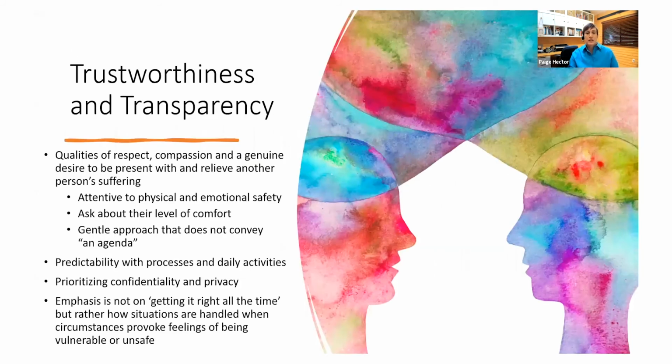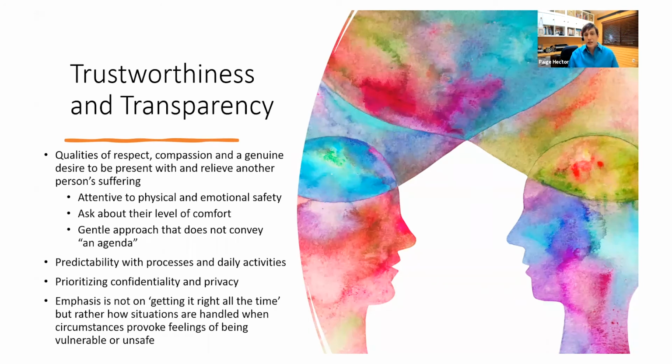So trustworthiness and transparency, this is the second principle of trauma-informed care. It includes qualities of respect and compassion and a desire to be present with another person, even when they are suffering. We are attentive to their comfort. We ask about it. We approach without an agenda. There are so many elements here that I'm sure you're already seeing the overlap with person-centered care.